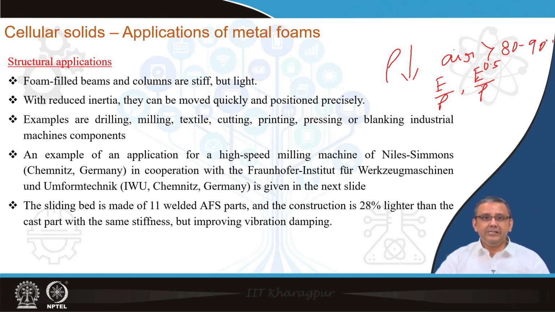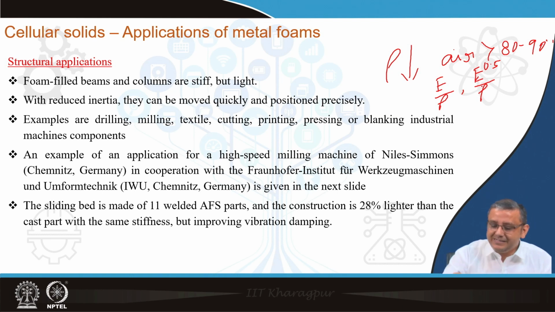There are applications where the movable parts in machine components require sufficient stiffness, and at the same time should be light enough for easy maneuvering. There, cellular materials have been used extensively. Such examples are machines used for drilling, milling, textile, cutting, printing and other applications, and one such application is being shown in the next slide, where the welded AFS parts mean aluminum foam sandwich parts.